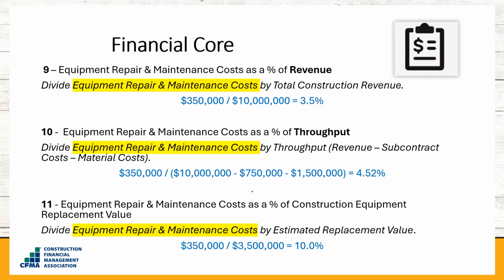So the first one is equipment repair and maintenance costs as a percent of revenue. So this is super simple. Once you've determined your equipment repair and maintenance costs, you just divide them by the total revenue.